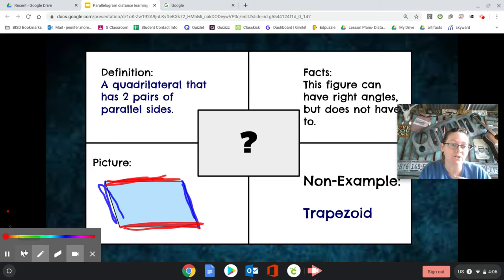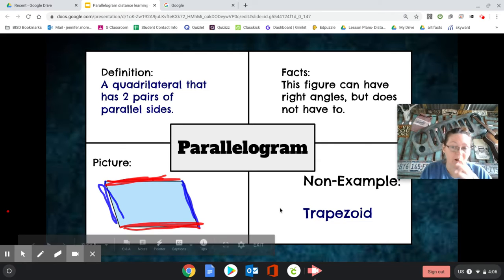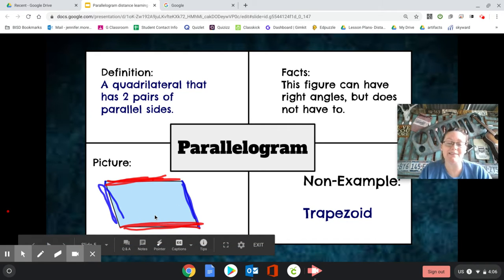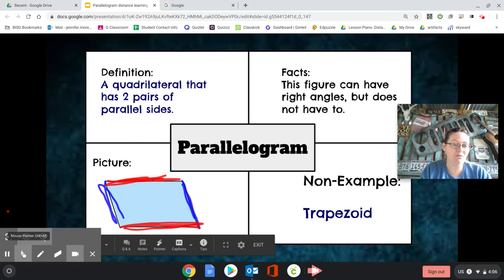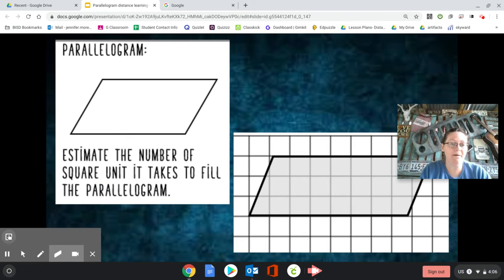This is actually a parallelogram. Okay, now it can have right angles, but it does not have to. A rectangle is also a parallelogram, and it has right angles. But this one, I always like to think of this as like a little rectangle with attitude. Okay, so it's kind of slanted over to the side a bit. Alrighty, so now we're going to jump right in. Let me clear this out again.